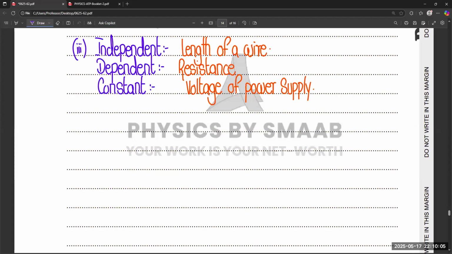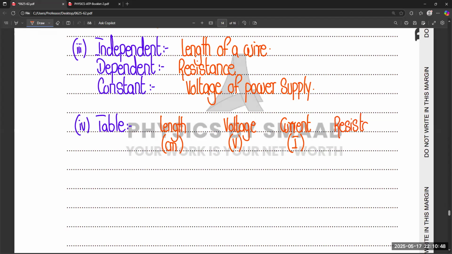So according to the procedure, we know that in our table we have to set the value of the length of a wire, length in centimeters, then voltage in volts V, current I, resistance R. So these are the values for the table.